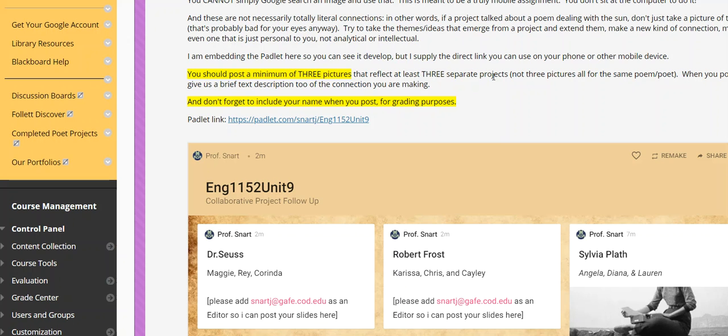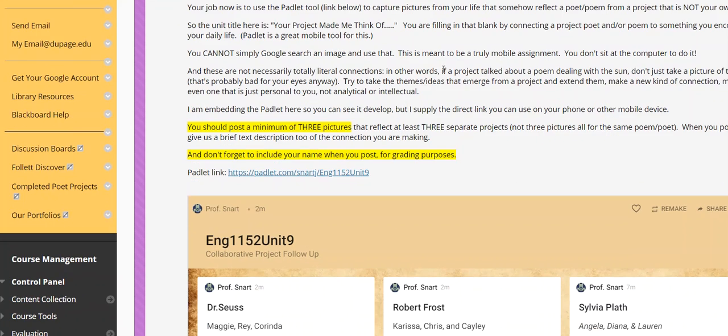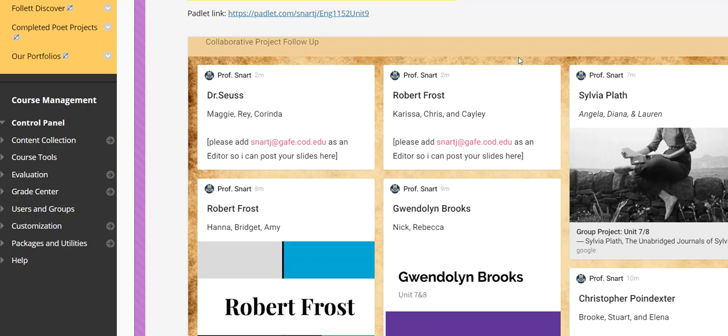Don't Google pictures to post. Try to do it as you discover things in real time as you go about your day-to-day business. So there's no assignment per se here that you would sit down and do. You read through this, understand what we're doing, and then hopefully it's in the back of your mind a little bit. So the whole idea here is to have each of you individually look at the various projects that people have produced.